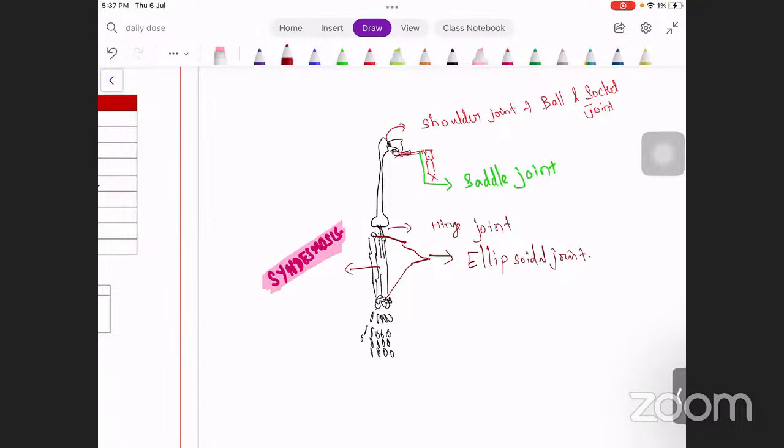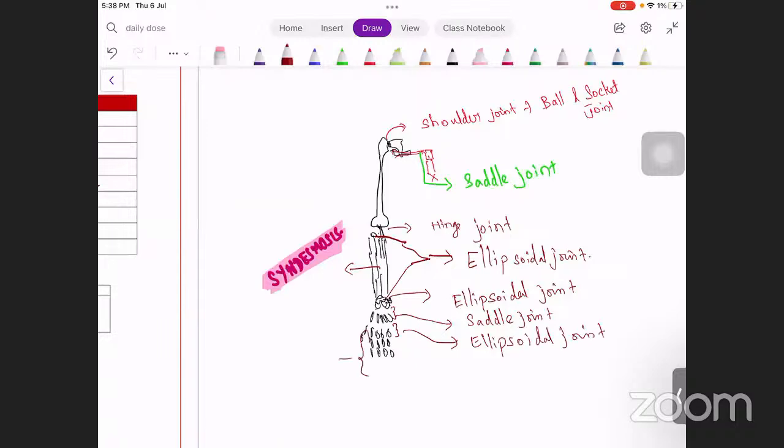And then you have the proximal bones. Speaking about that, you have the wrist joint here. The wrist joint is an ellipsoidal joint. Then between your carpal and metacarpal bones, you have the carpometacarpal joints, which are saddle joints. Below the carpometacarpal joint, you have the metacarpophalangeal joint, which is an ellipsoidal joint. And then you have the interphalangeal joints, which are hinge joints.